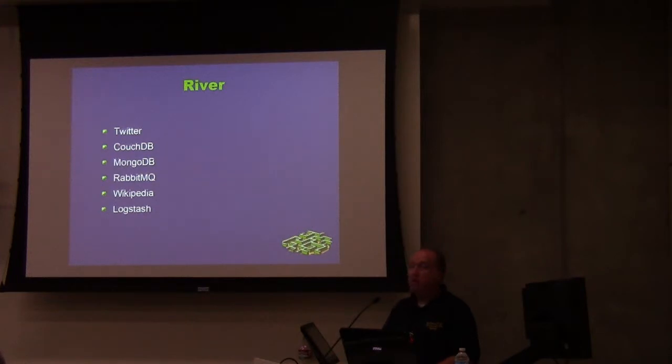Have you ever written, or know how complicated it might be to write, your own river? Have you ever tried that? So the question's about writing your own river. I have not. I've looked at the code for the Twitter river, and I think it's a single class with a couple of endpoints. It's actually really quite easy to do. Have you heard of one for Kafka? I haven't for Kafka.